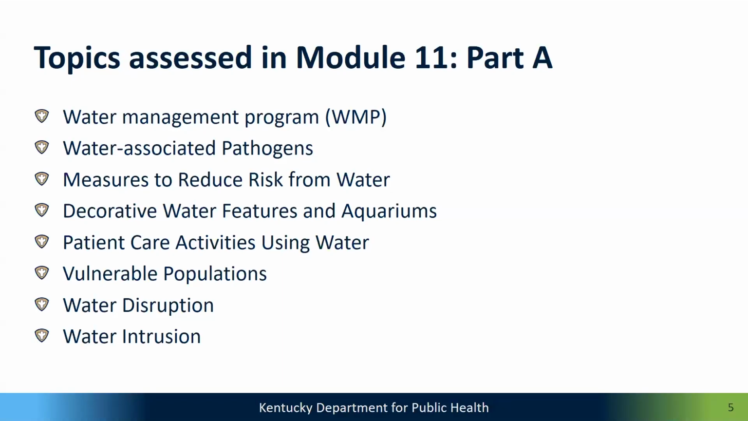What about vulnerable populations? Do you have any units such as transplant units? This is an area that is especially important to look at. Do you have shower heads and aerators? And if you do have those, what processes have you implemented to mitigate risk with those? Water disruption and water intrusion. You want to make sure your emergency preparedness plan addresses both of these topics.